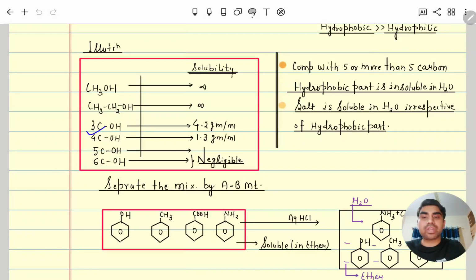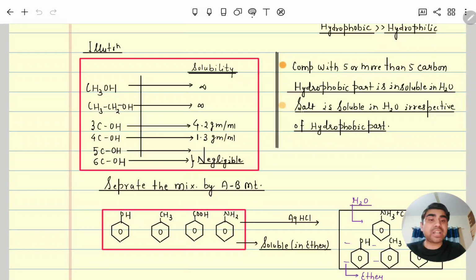Next, 3 carbon. As carbon increases, the hydrophobic part increases, and you can see the solubility substantially decreased. If 4 carbon, it became 1.3 gram per ml. For 5 and 6, almost negligible solubility, meaning they cannot dissolve. It means that a compound with 5 or more than 5 carbons has a larger hydrophobic part. Due to that hydrophobic part, it is insoluble in water irrespective of any polar group.